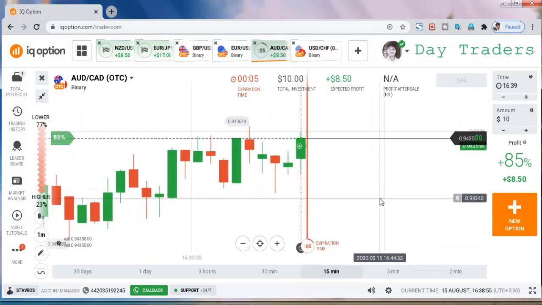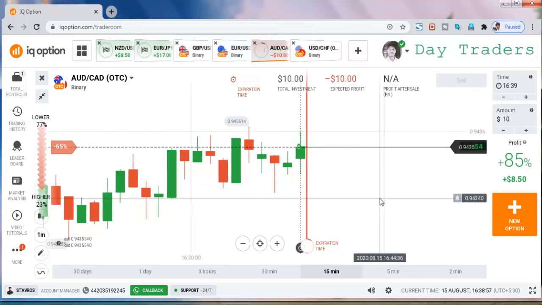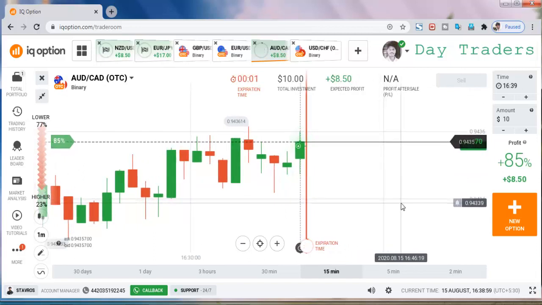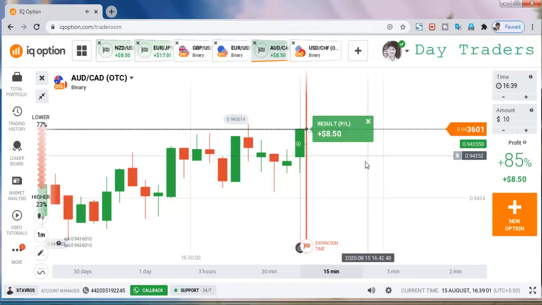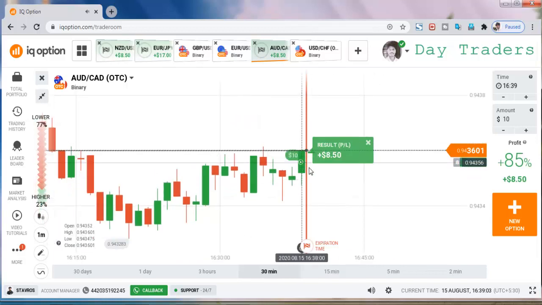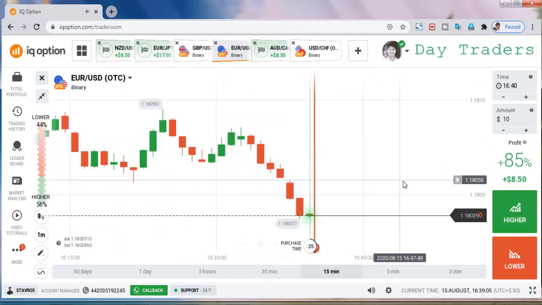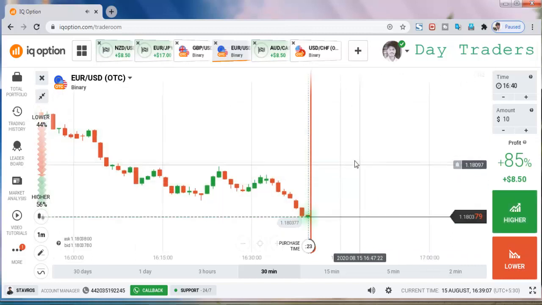Okay, 5 seconds more. Okay, this is also a winning trade. You can see this is a strong buyer's entry. We'll check the next pair. Okay, I will place a higher option.